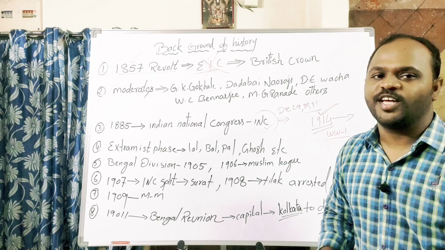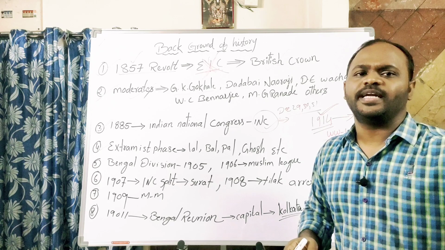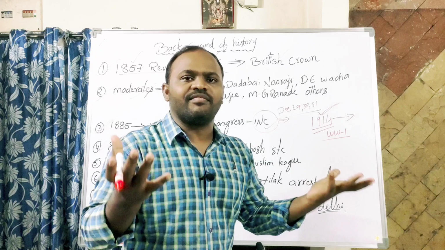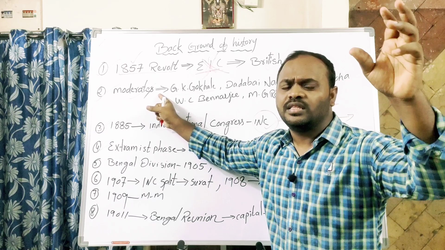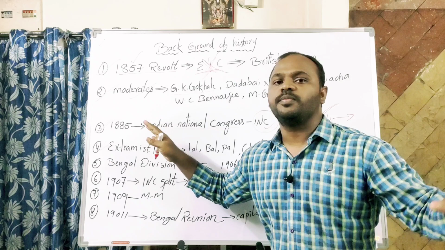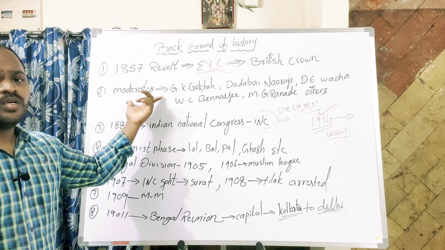First of all, in this moderate phase, they are always requesting the Britishers, pleasing the Britishers, giving petitions to Britishers. See, when you are requesting, pleasing and giving petitions to Britishers, will they react to you? No, they never react. Whatever achievements were made by the moderates were unsatisfying. They did not achieve much, they achieved very, very little. So obviously, with the work of the moderates, the extremists became disappointed.